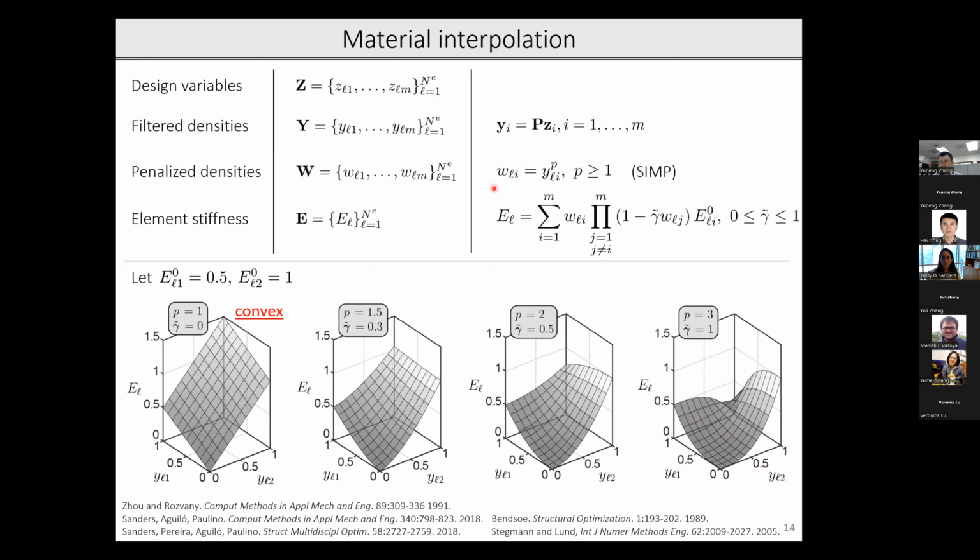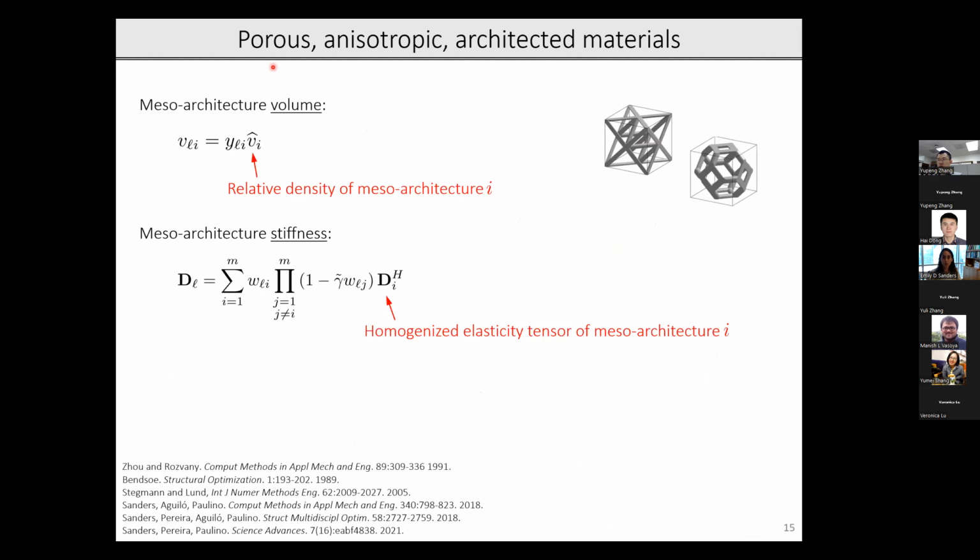Now here we're focusing on interpolating the isotropic material parameter Young's modulus, but our formulation can handle a more general class of materials, right? So for example, porous anisotropic architected materials.